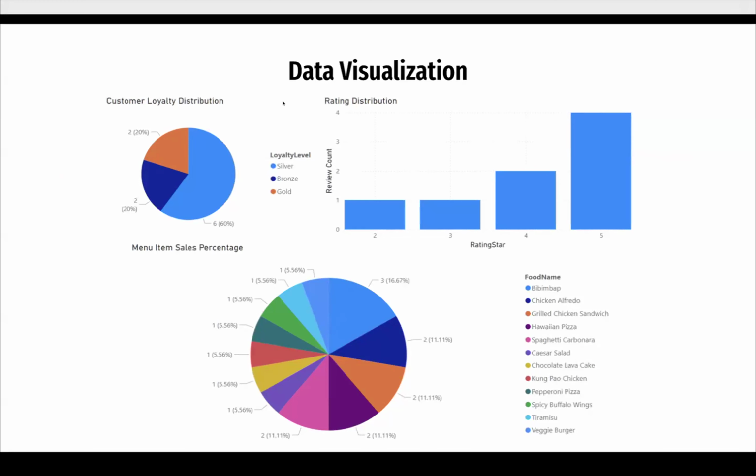From this bar chart, we can see that most customers are very satisfied with our services. However, there are a few lower ratings which highlight areas for improvement in our operations. The third chart presents the sales percentage of menu items in the pie chart, and as we can see, this data enables us to adjust our menu and marketing efforts to maximize revenue.